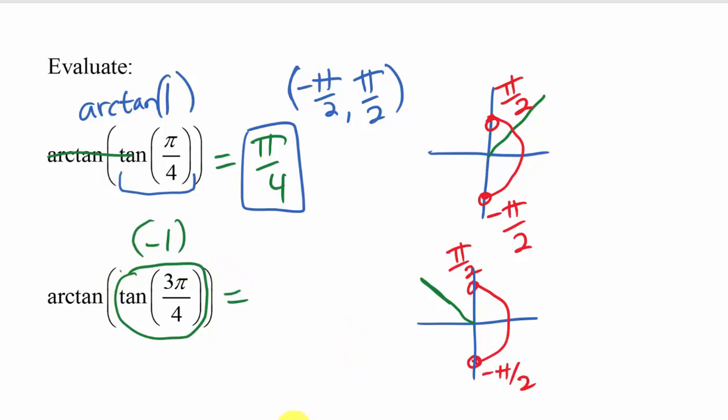That's asking what angle, within the range from negative pi halves to pi halves, has a tangent value of negative 1. And it's not going to be in quadrant 2, it's got to be down here in quadrant 4 where the tangent is negative. And I also have to give it in the format from negative pi halves to pi halves, so I need to list it as a negative angle, and that's going to be negative pi fourths.